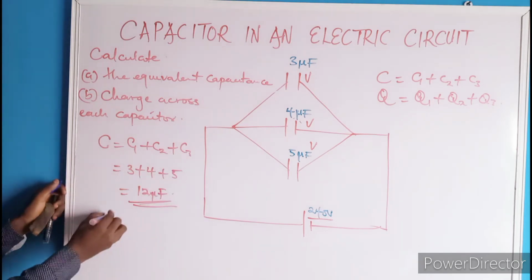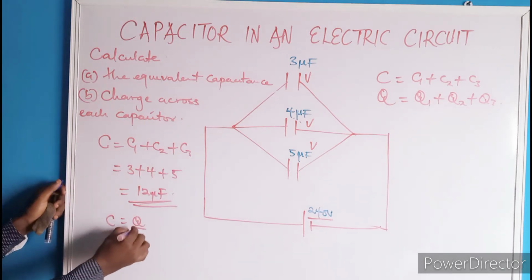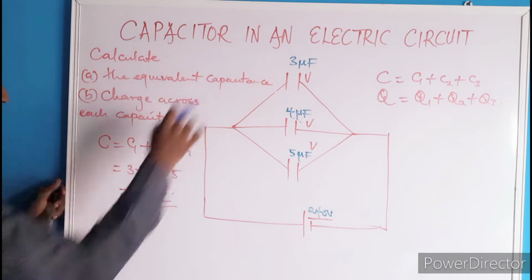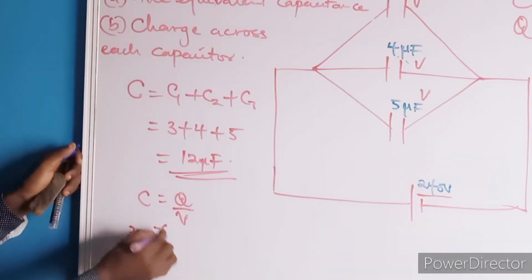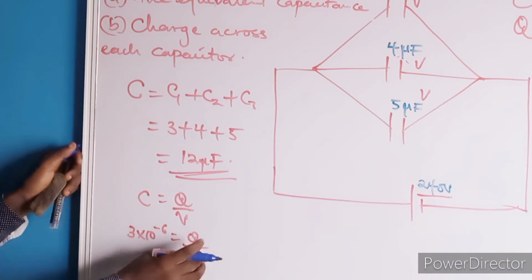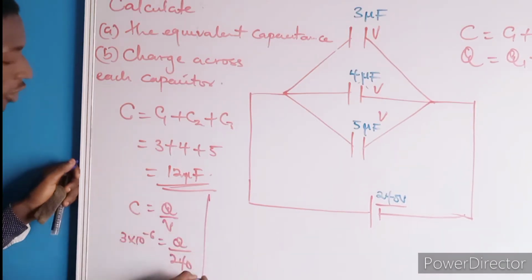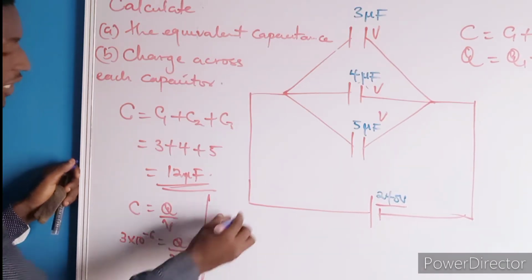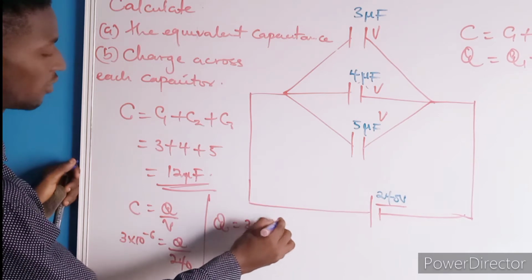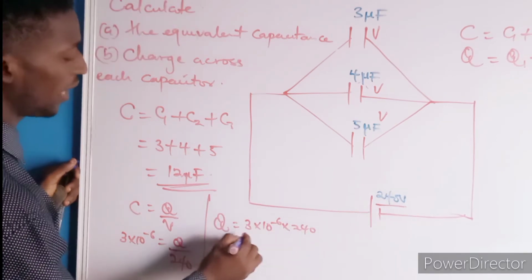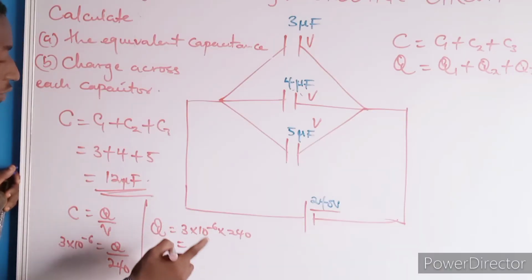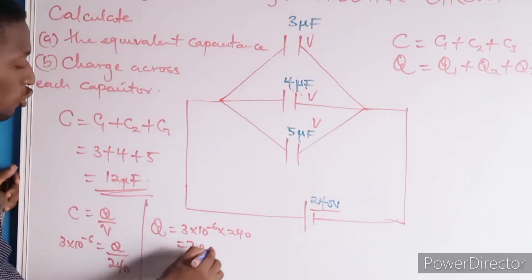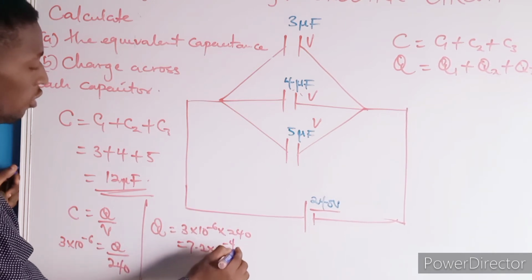To get the first one, we say our C is equal to charge over the potential difference. The first capacitance here is 3. So 3 times 10 to the power minus 6 is equal to charge over the potential difference, which is 240. So the first charge is 3 times 10 to the power minus 6 times 240. 3 times 240 gives us 720. So we have 7.2 times 10 to the power minus 4 coulomb.